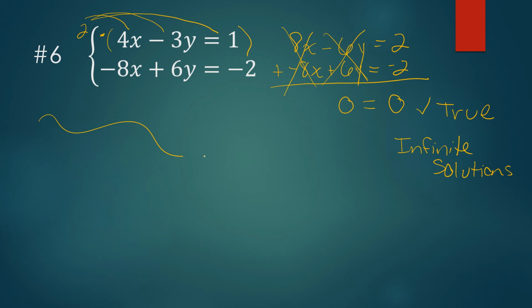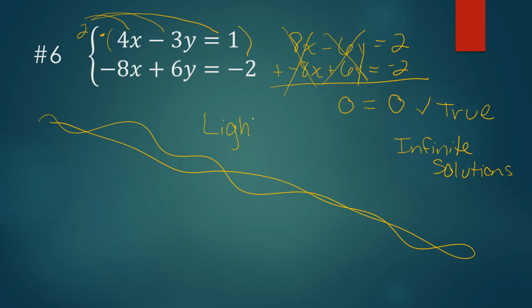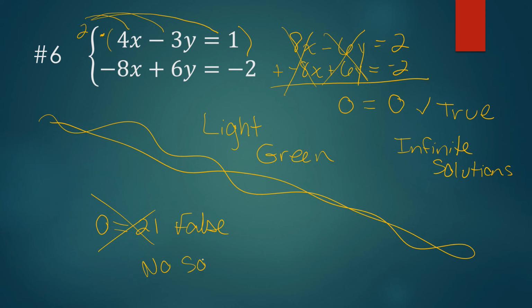Let me talk for a second. So the answer for number 6 is infinite solutions, which is going to be light green. Okay, I don't want you to get confused thinking the thing I do next is this answer. That's the answer for number 6. However, if we were to get rid of all the variables and get something that's not a true statement, like 0 equals 21, okay, that's false. That would be an example of something that would be a no solution.